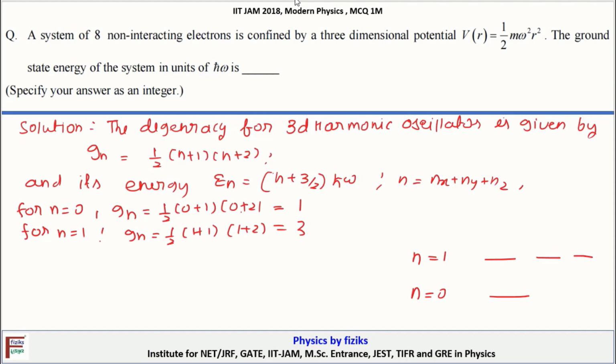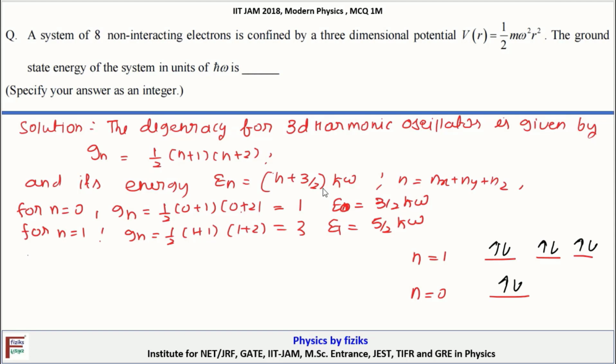So for n equals 0, we would be having 1 state. For n equals 1, we are having 3 degenerate states. So let us place the 8 particles in these states. 2 occupy this, 2 occupy this, 2 occupy this state, 2 occupy this. Now the energy for n equals 0 would be E0, this would be 3/2 ħω, and E1 for this would be 5/2 ħω.